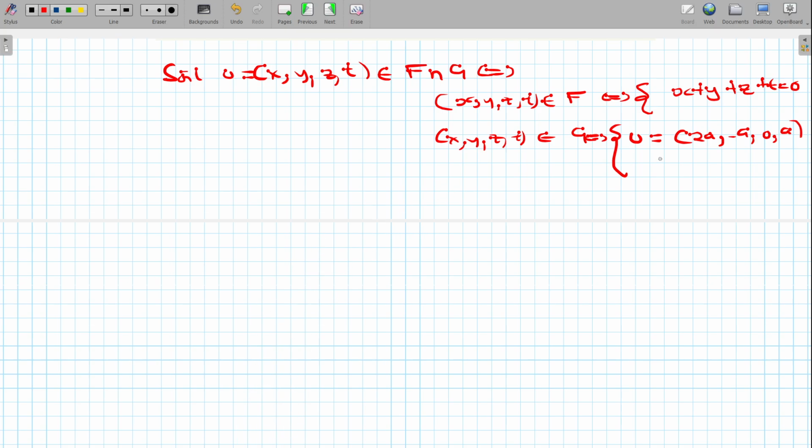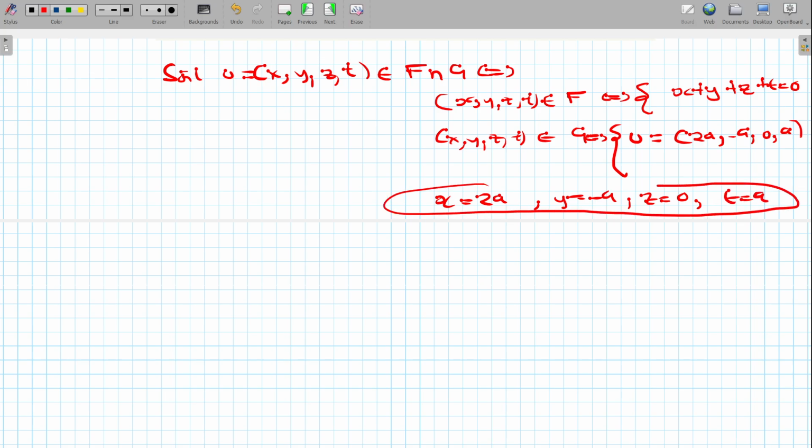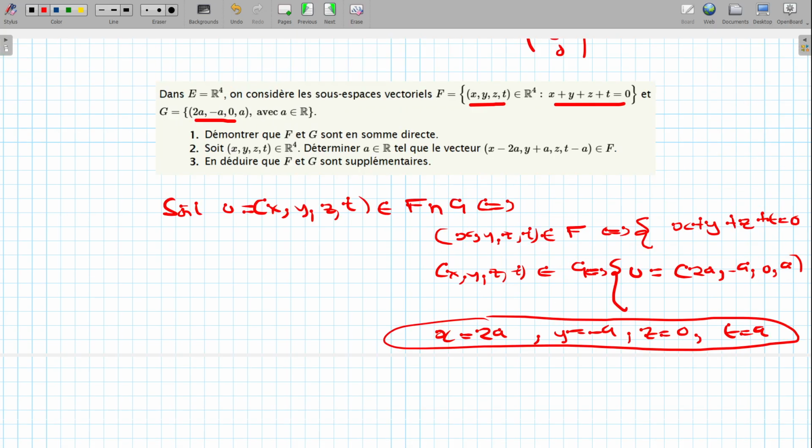So here, it means that x is going to be equal to 2a, then y is going to be equal to minus a, then z is equal to 0. So from the second one, we can conclude that x is equal to 2a, y is equal to minus a, z is equal to 0, and that t is equal to a. So let's take these values that we found and plug them into this first equation, like so.